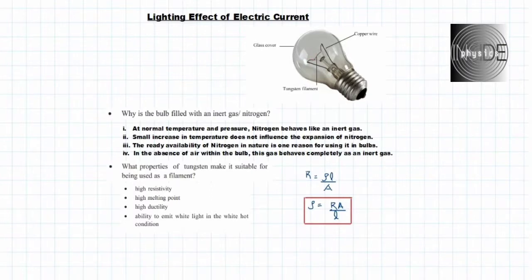In order to avoid the oxidation of tungsten, the bulb is evacuated. Vaporization can be reduced by filling some inert gas at low pressure inside the bulb. Nitrogen is usually used for this purpose.